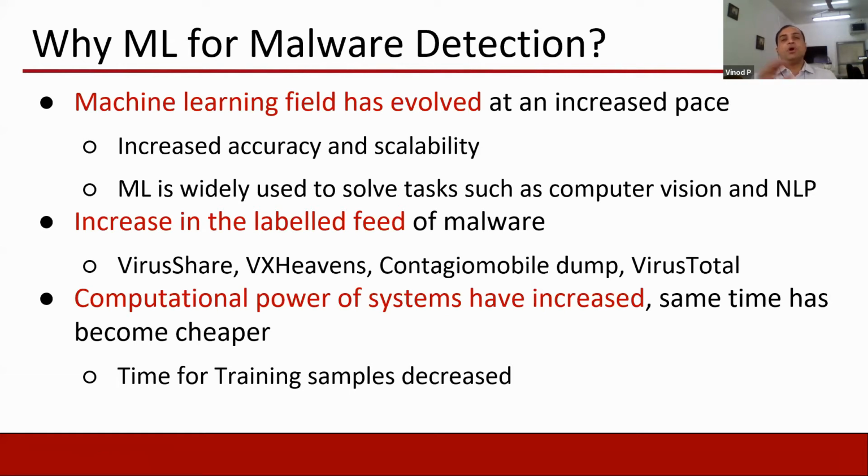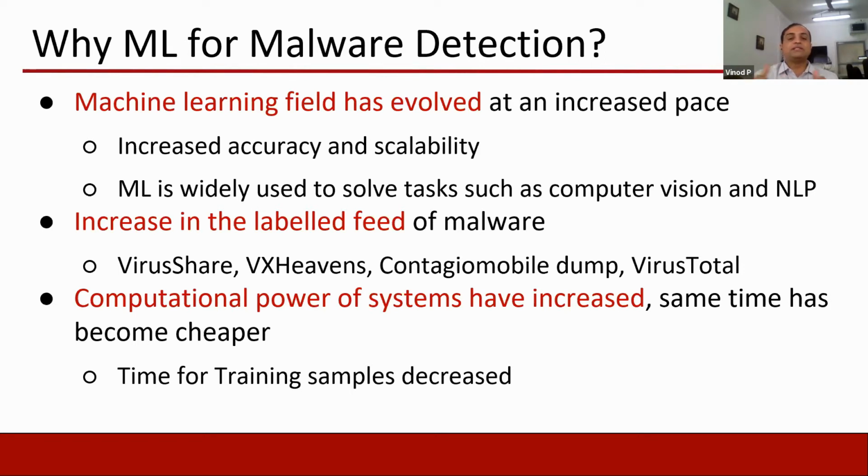The shift to applying machine learning to malware detection happened because there is an increased number of labeled malware available to the research community. We can collect malware samples from well-known repositories such as VirusShare, VX7, Contagio Mobile Dump, and VirusTotal. Malware Bazaar is also available, but we have to sign an NDA to get these samples, agreeing that we do not spread this malware through the internet.